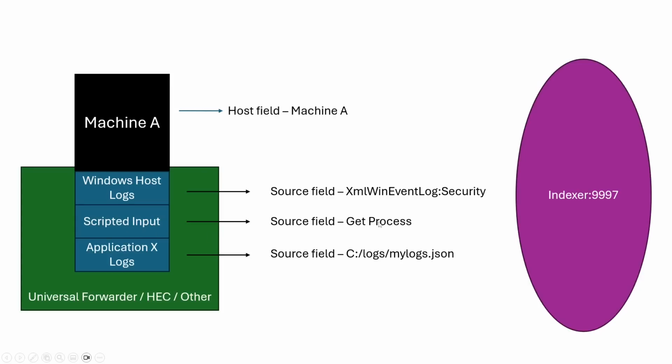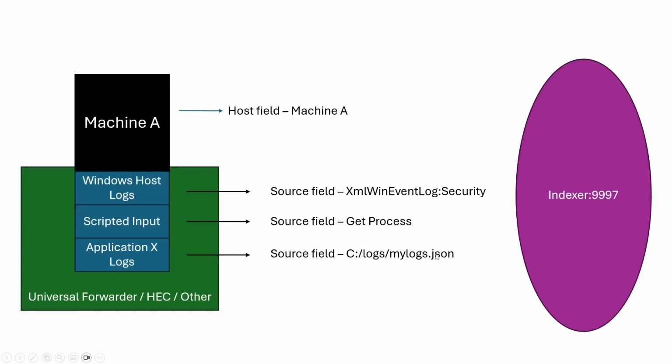So this would be a PowerShell script, Get-Process, and that's going to be what's in there. Application X logs might be writing its logs to a JSON file, a text file, a CSV file, whatever, and that would then be the file path, c:/logs/mylogs.json. And you might see mylogs1, mylogs with a date.